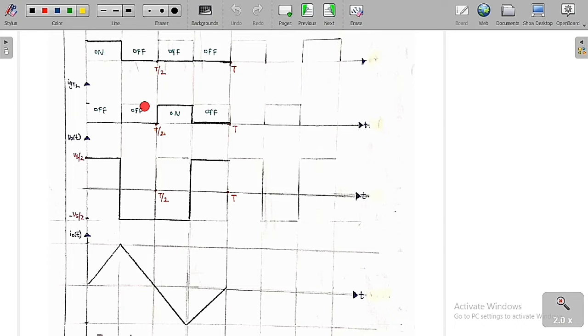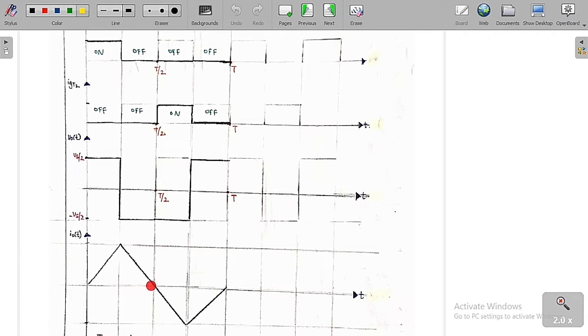Because the current in the inductor cannot change instantaneously, the current is going to decrease slowly. Because of that, the diode D2 is going to conduct in this region, and here the current is going to decay. So the diode D2 conducts in this region, and the current now decays.